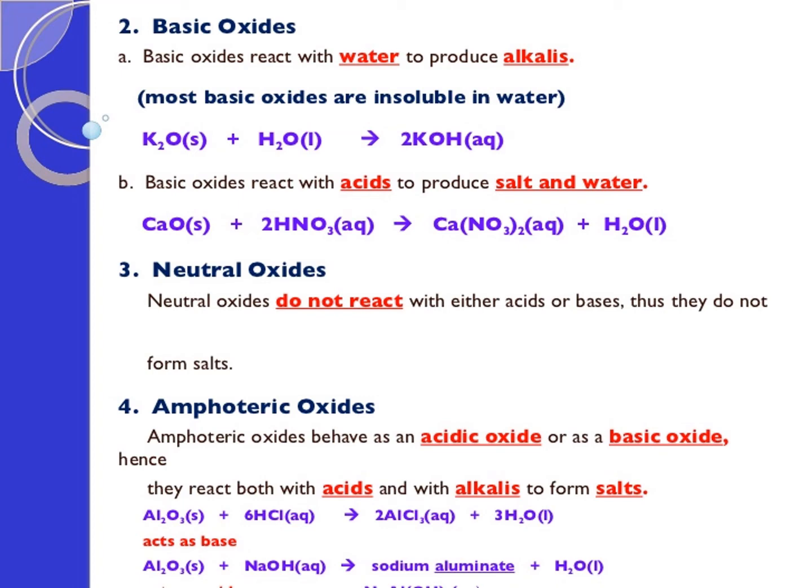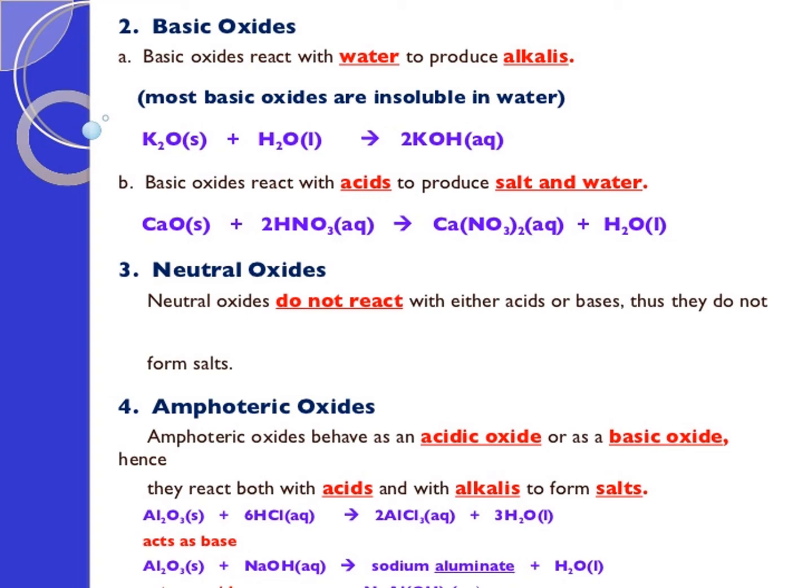Again, the basic oxides, when they react with acids, produce salt and water. The example is calcium oxide, which is a basic oxide. When it reacts with nitric acid it produces calcium nitrate, Ca(NO3)2, and water. Now the next is the neutral oxides. You know that neutral oxides do not react with either acids or bases, thus they do not form salts.